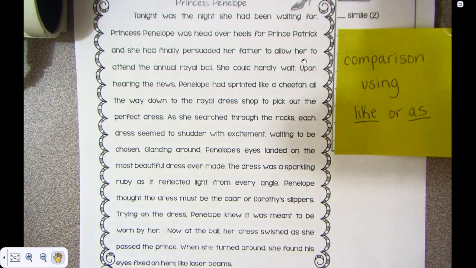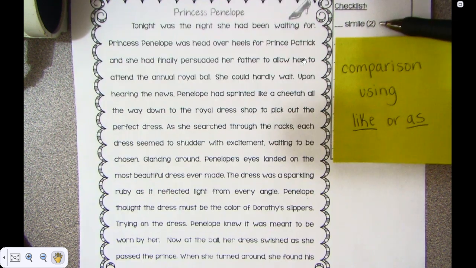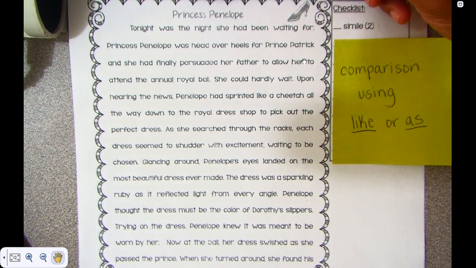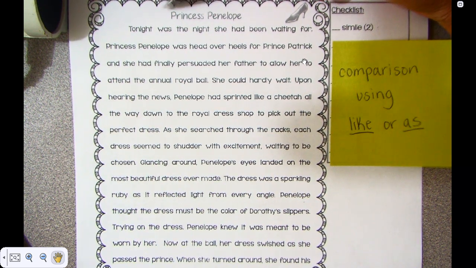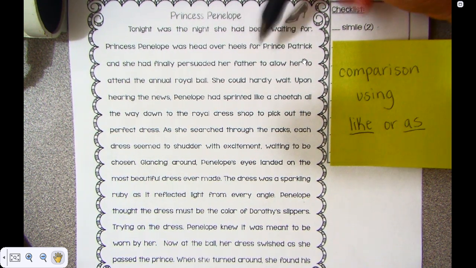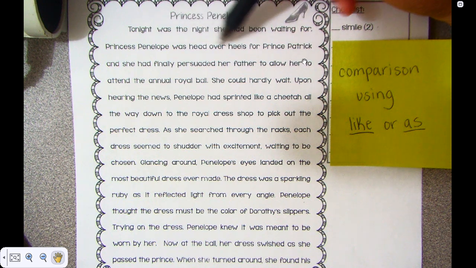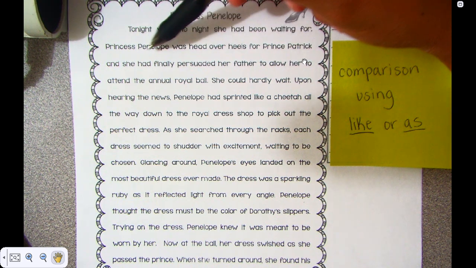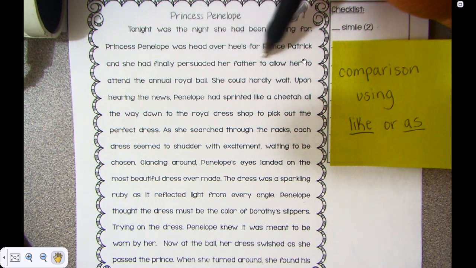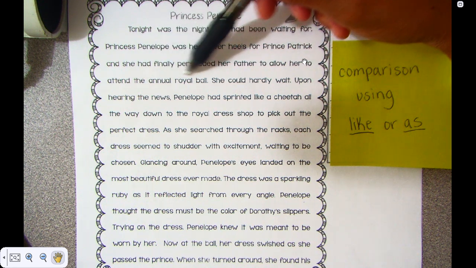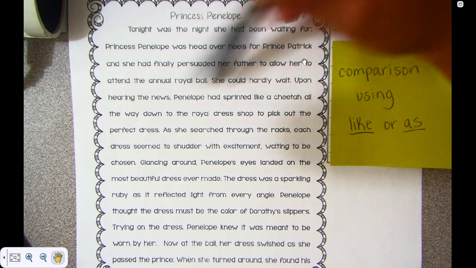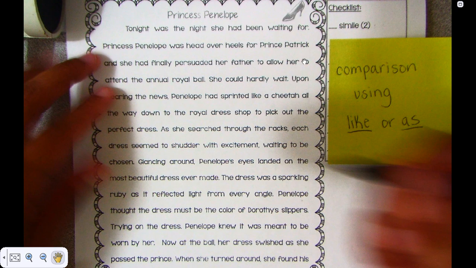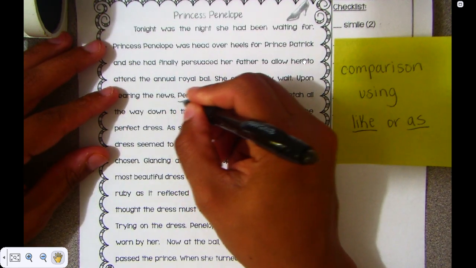So we're going to look here for a comparison that uses like or as. So we're looking for two similes. So I'm going to start from the top, and I'm going to just reread. Tonight was the night she had been waiting for. Princess Penelope was head over heels for Prince Patrick, and she had finally persuaded her father to allow her to attend the royal ball. She could hardly wait. Upon hearing the news, and I see a simile right here.